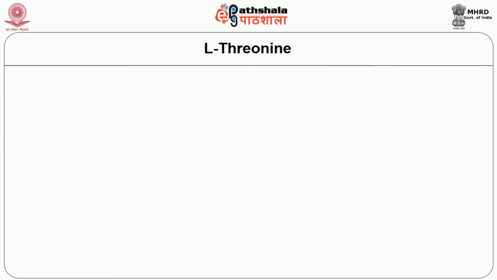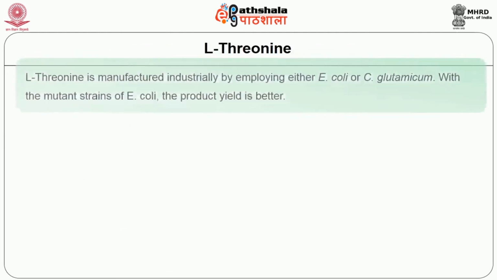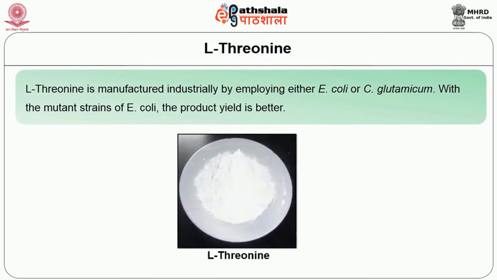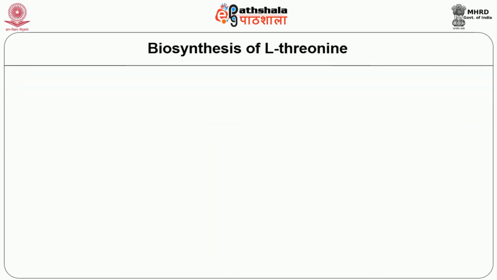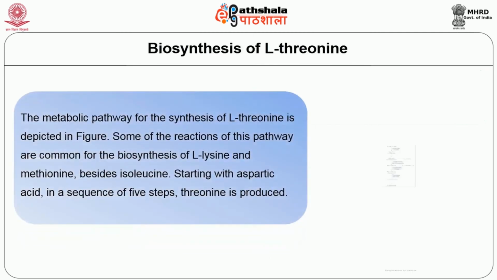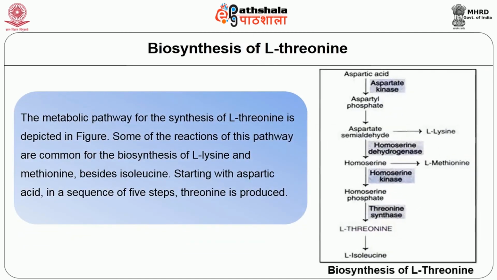Next, let's move on to L-threonine. Threonine is manufactured industrially by employing either E. coli or Corynebacterium glutamicum. With the mutant strains of E. coli, the product yield is better. Biosynthesis of threonine is depicted in the figure. Some of the reactions of this pathway are common for the biosynthesis of lysine and methionine, besides isoleucine. Starting with aspartic acid, in a sequence of 5 steps, threonine is produced.